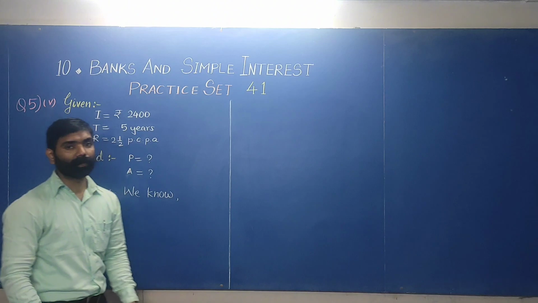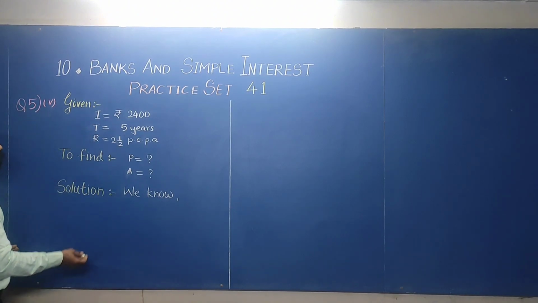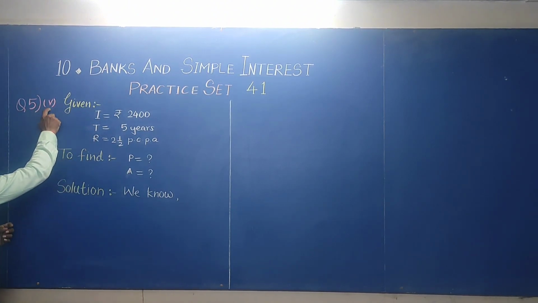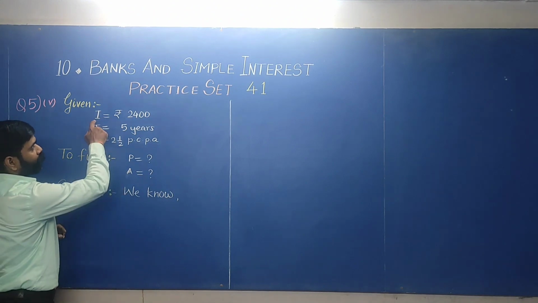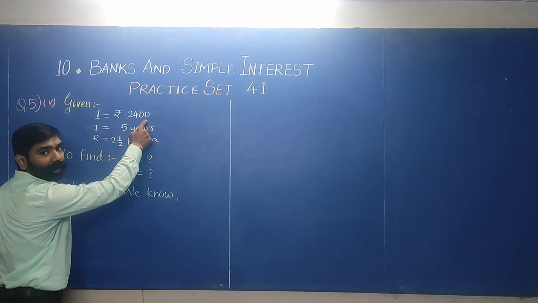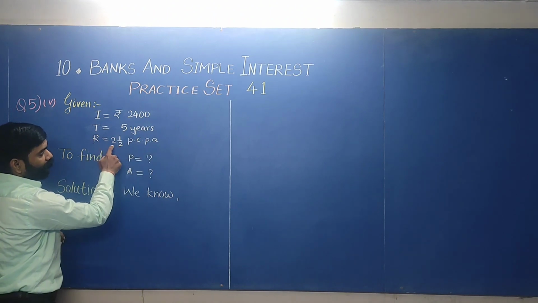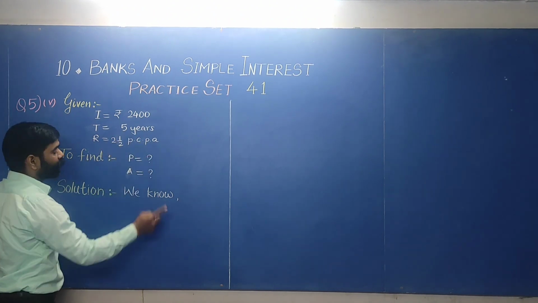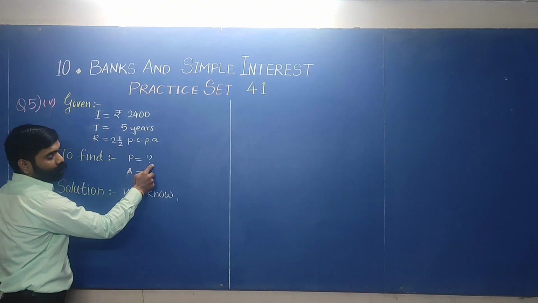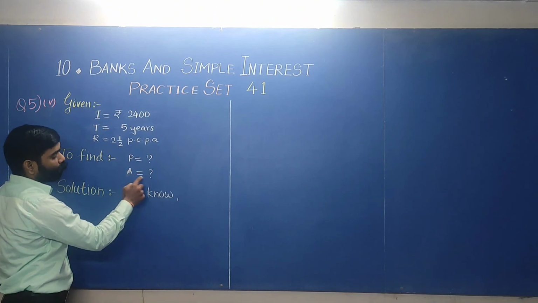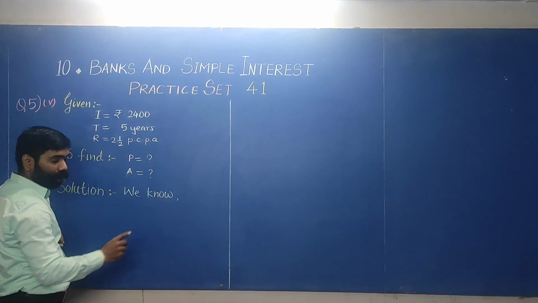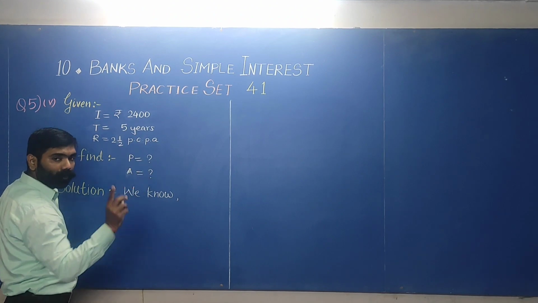Okay students, let's see question number 5. This is the last sum, the 5th question. The question is given: I is equal to 2400, time is given as 5 years, rate is given as 2.5% per annum. Principal needs to be found, and amount needs to be found.